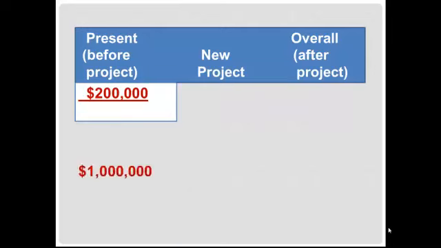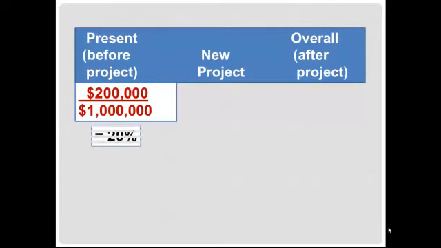We'll look at three different cases. What is the ROI before the project is invested in? What is the ROI of the new project? And then what's the ROI after the investment is made? So before the project, we had been given that $200,000 was the income for the segment, and that was with $1 million in average operating assets. So before the project, the ROI is 20%.